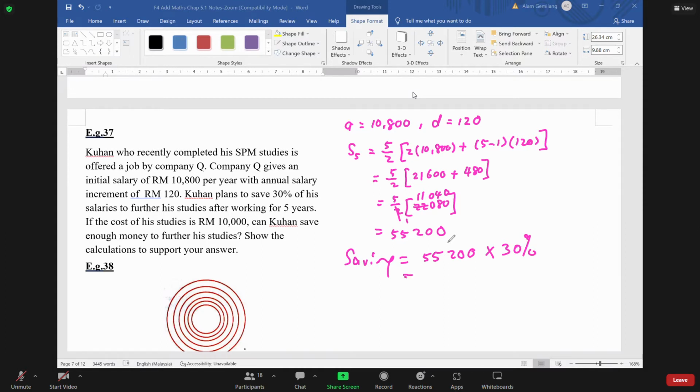Okay. So he will save total is what? Total will be RM 16,560. So that is enough lah. So the amount of money he saved is enough for him to further his study. Okay. Now we look at the 38 now.